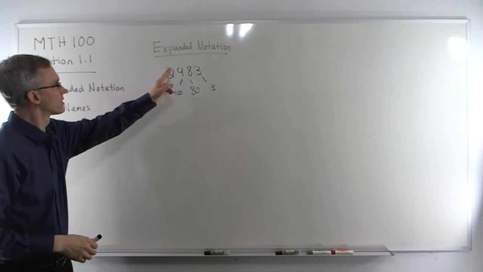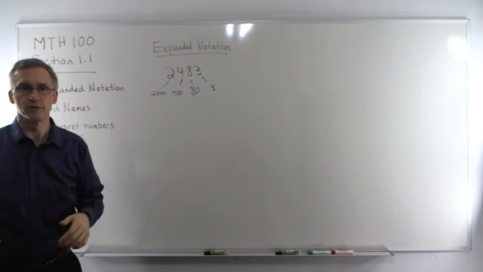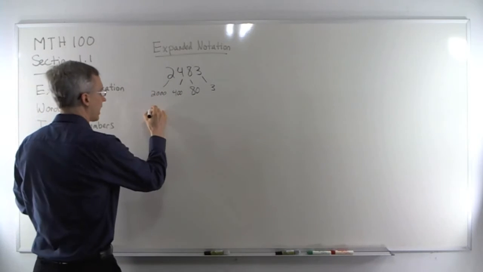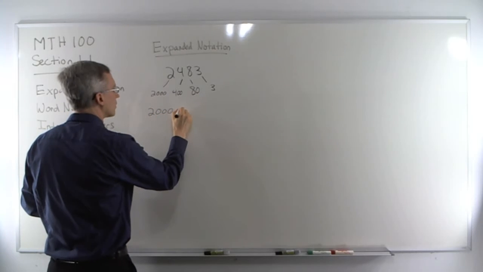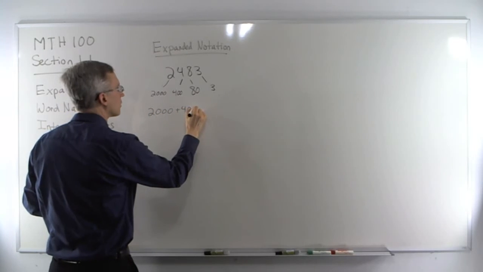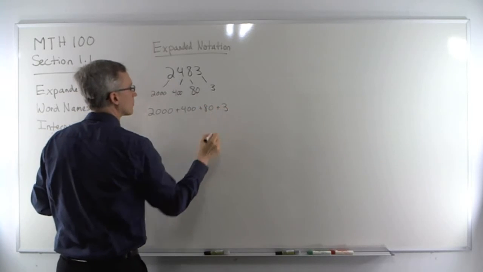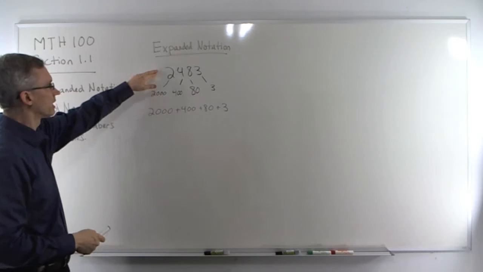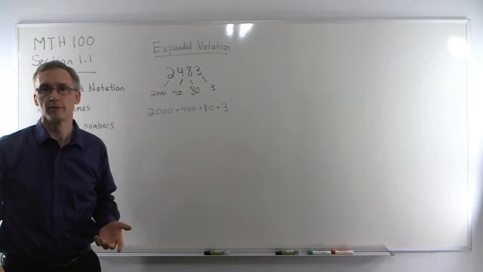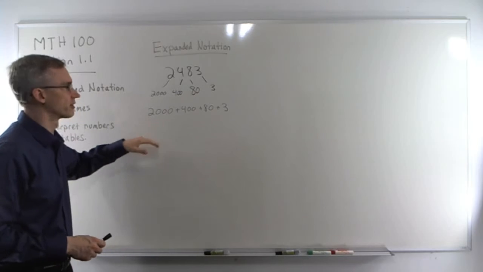So we can rewrite this number using the values of each digit. And we'll just add them together. So we add these things together, and together they're going to equal 2,483. So this is expanded notation for a number.